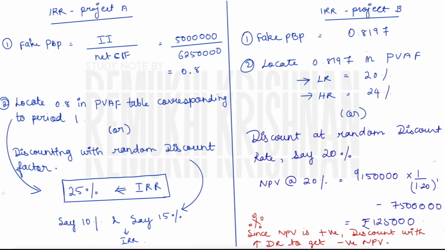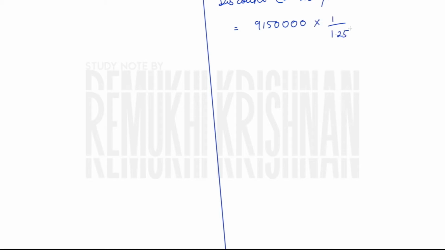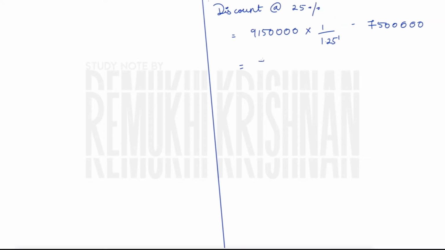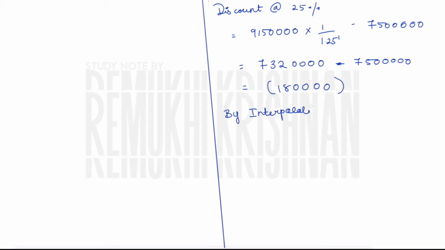So let me discount at a random rate which is greater than 20 percent. Here let me discount at 25 percent. So again, use the formula and solve. You will be arriving with your NPV at the higher rate. So your NPV at the higher rate is nothing but 1,80,000. Now by interpolation we will be arriving at our IRR.